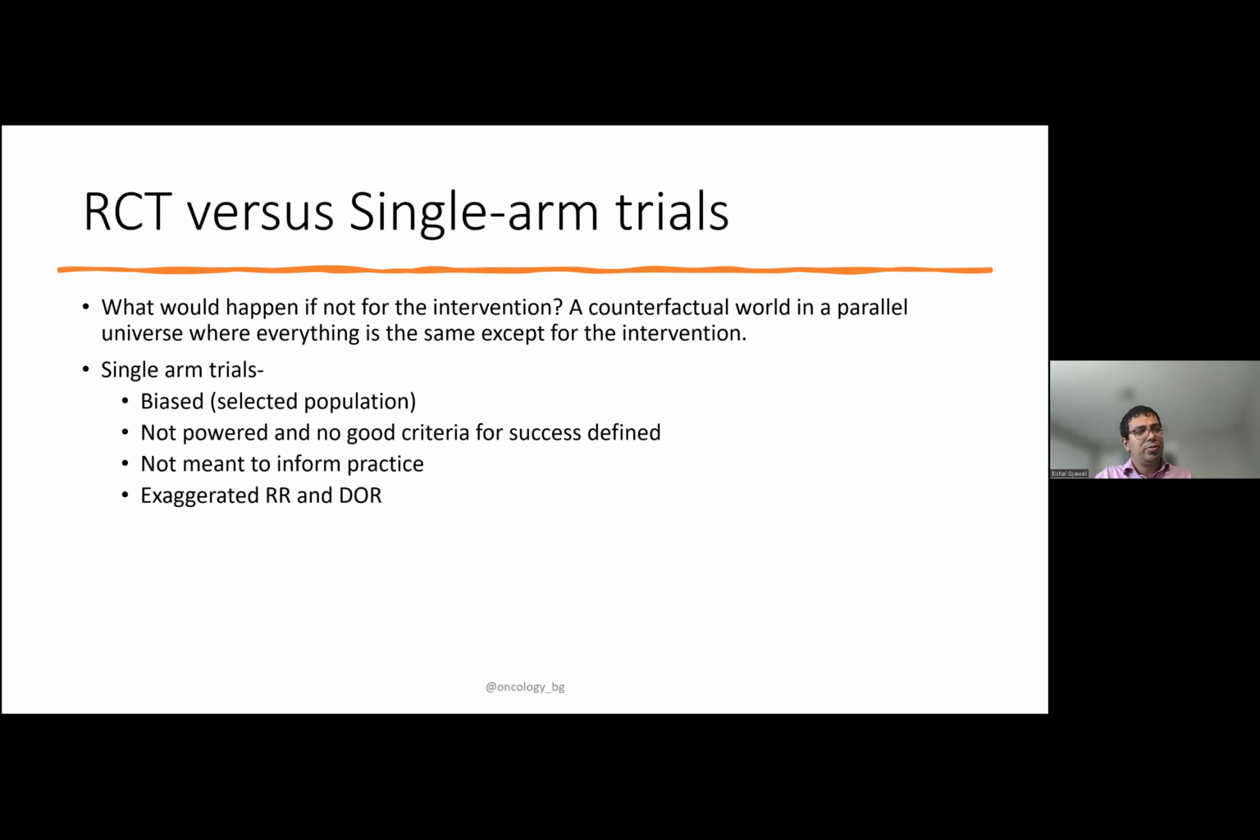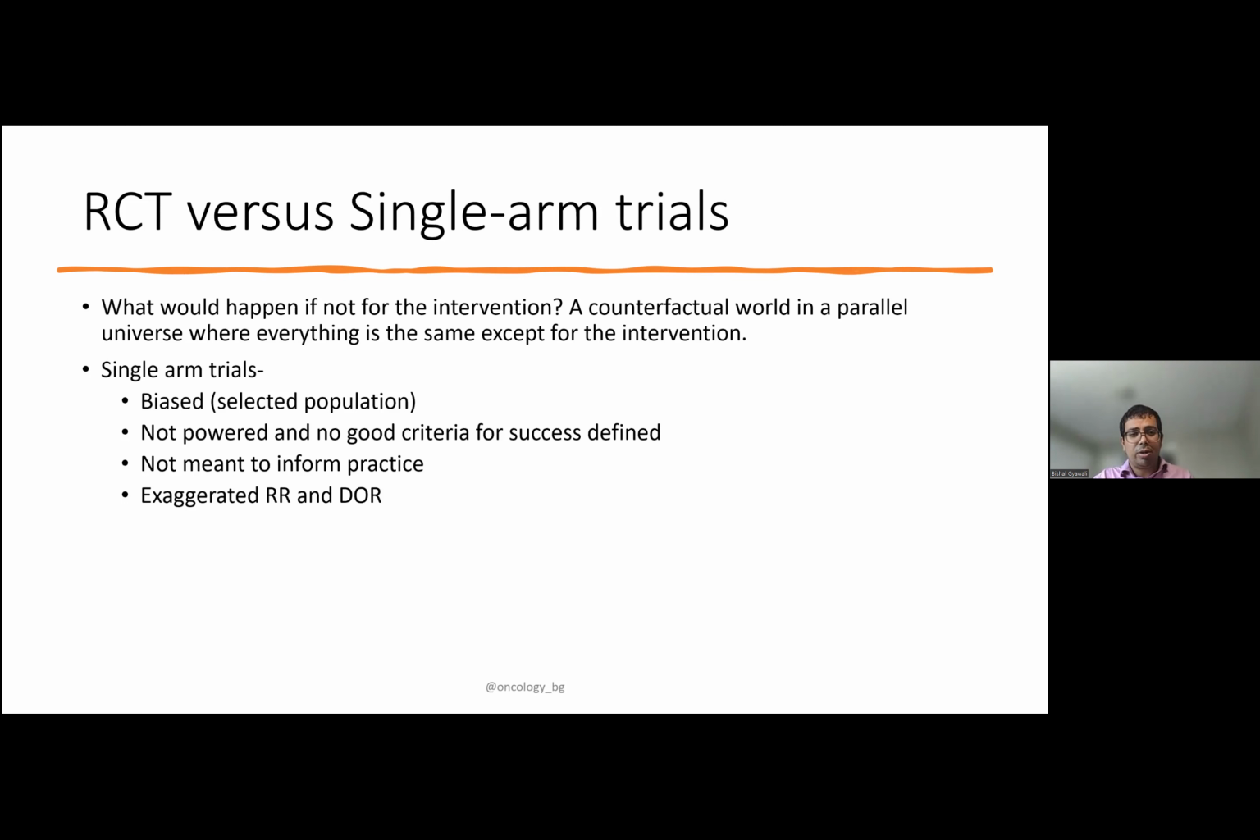And the other problem is, when we are running a single-arm trial, we know that we're going to give the drug and we want to see the outcome. So we are biased in selecting the patients for our trial. We are not selecting our normal patients. We are selecting highly selected patients who we believe can tolerate this new drug very well and will have very good outcomes. So it's a biased population.